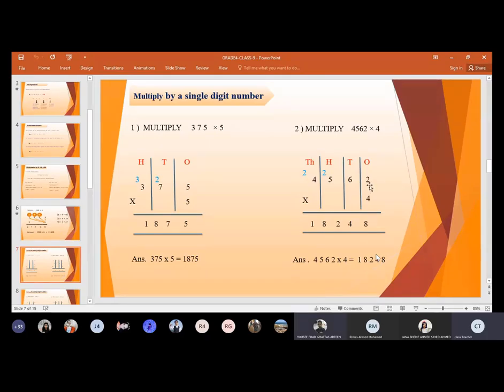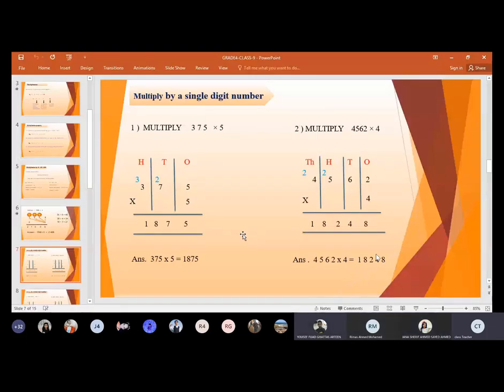First, write that number according to that place value and the number it is multiplied by, the multiplier, is here, 4. So you take that one place. 4 twos are 8 and 4 sixes are 24. 24 means you write 4 and carry 2 in the 100th place. Now you multiply 4 fives are 20. 20 plus 2, 22. So you write 2 in the 100 place and carry 2 in 1000 place. Now multiply the 1000 number. That means 4 fours are 16. 16 plus 2, 18. So the answer is 18,248. Is it clear? 18,248.